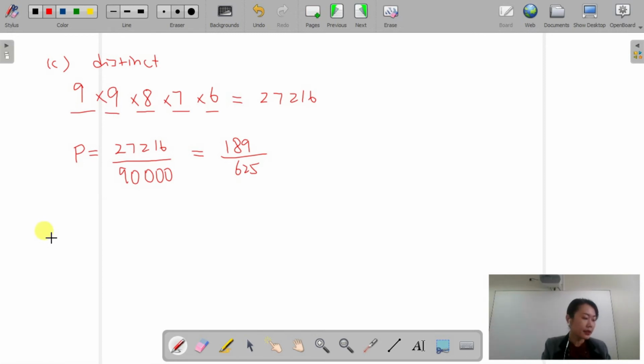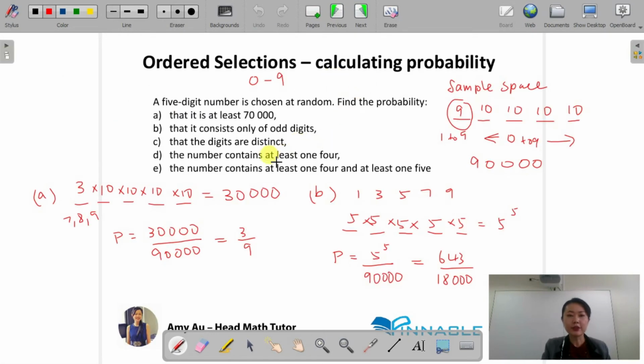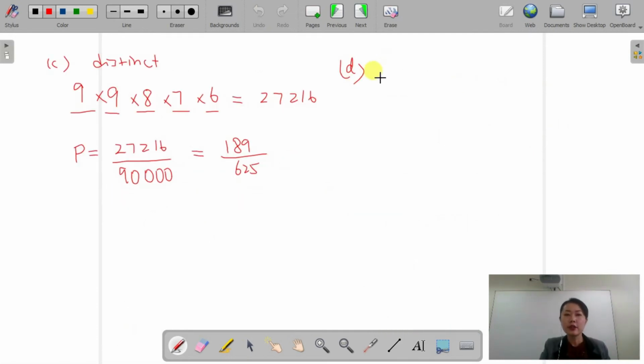All right, so part D, number contains at least one 4. Sorry, let me show you the question. At least one 4. When you see the words at least one, look at the complementary case, which is no 4s. So the complementary is no 4s.